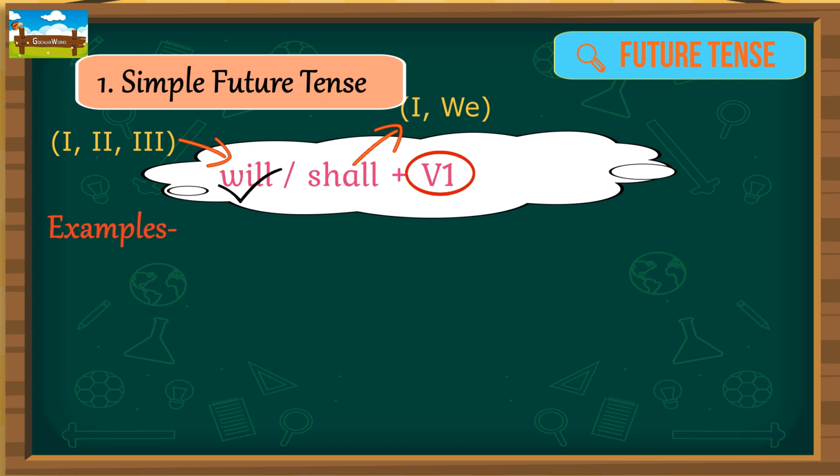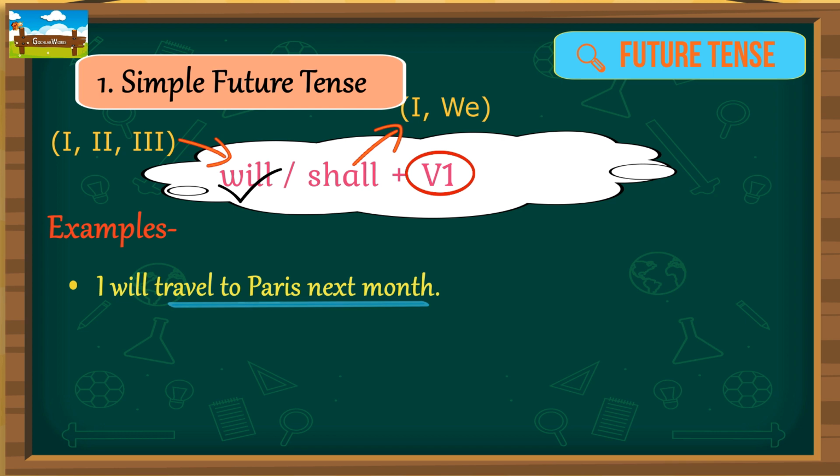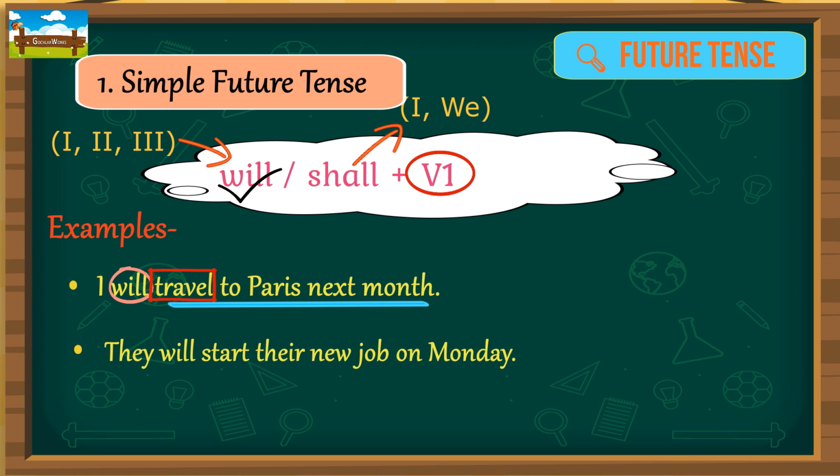Examples: I will travel to Paris next month. In this sentence, the action, traveling to Paris, is planned to occur in the future. Will is used with the base form of the verb travel. Next is, they will start their new job on Monday. Here, the action, starting a new job, is scheduled to happen in the future, specifically on Monday. Will is again used with the base form of the verb start. In both examples, simple future tense helps convey actions that are anticipated or scheduled to occur at a later time.